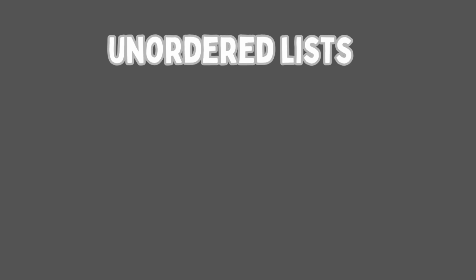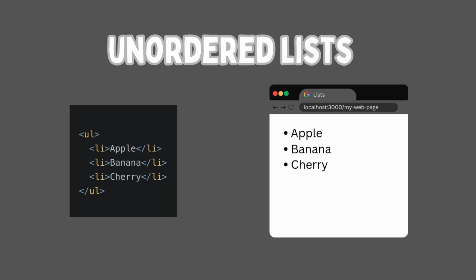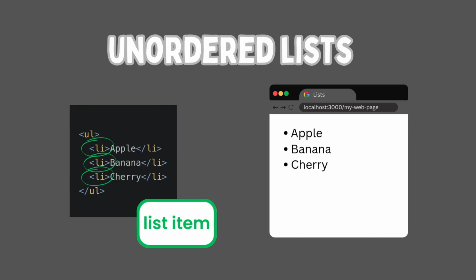Let's start with unordered lists. An unordered list displays items with bullets next to them, which is useful for lists where the order doesn't matter. In this example, we use the UL tag to create an unordered list, and each item is wrapped in an LI tag. The LI stands for list item. The browser will add bullets automatically for each item.